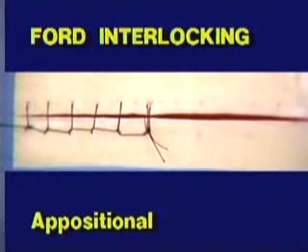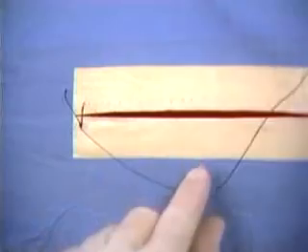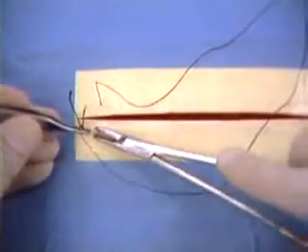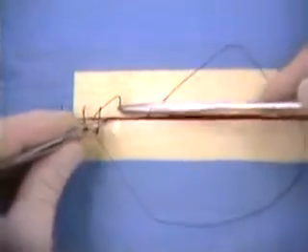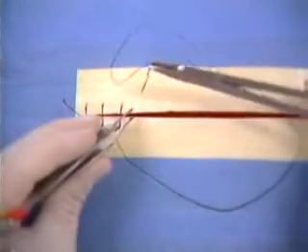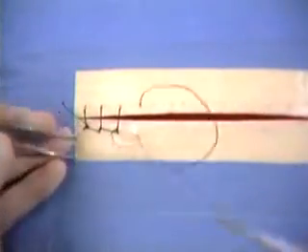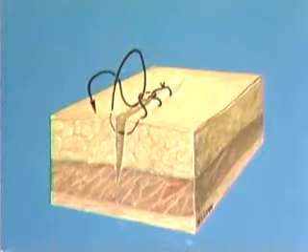The fourth pattern to be demonstrated is the Ford interlocking pattern. This is an appositional suture pattern. The Ford interlocking suture is a modification of the simple continuous suture. The beginning of the suture is as described for the simple continuous suture. The needle is advanced, a loop is formed, and the needle is passed perpendicularly through the tissues in the same direction. After the needle is passed from the tissues, it is drawn through the preformed loop and tightened. The pattern is repeated for the length of the incision. This illustration shows a completed Ford interlocking suture.